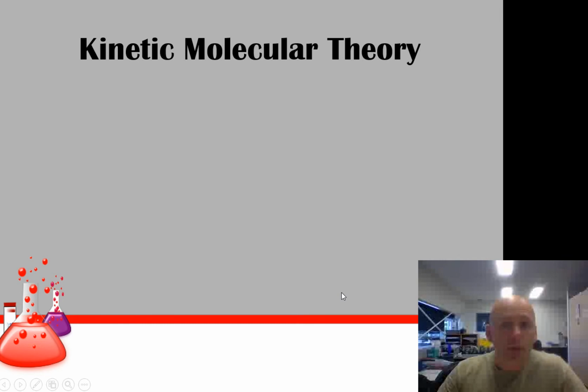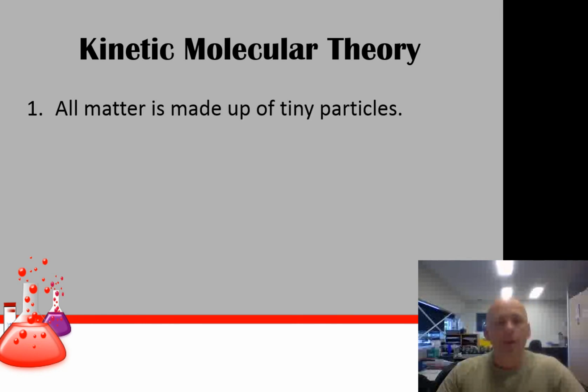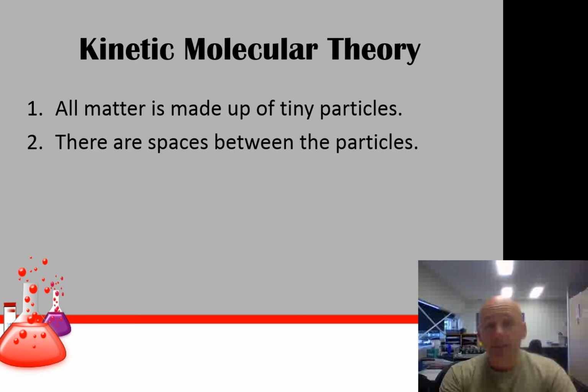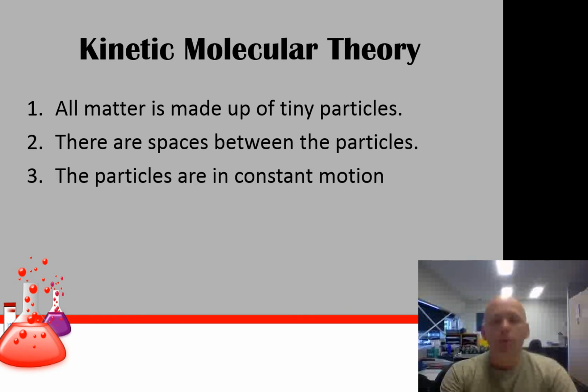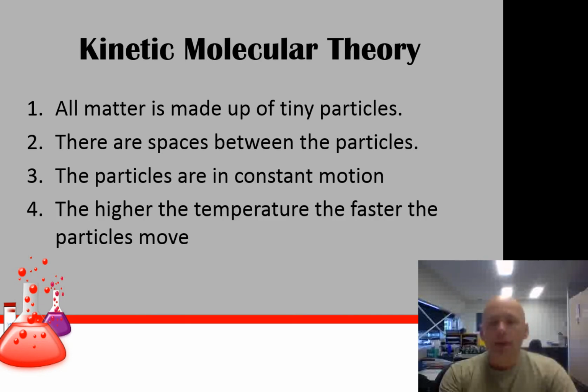Alright, to start off with, we've got the kinetic molecular theory. There are 4 parts to this theory. The first part is that all matter is made up of tiny particles. Second point, there are spaces between these particles. I would suggest you write some of this down. 3, the particles are in constant motion. And 4, the higher the temperature, the faster the particles move. Okay, so I suggest that we pause the video here so you can write all this down.